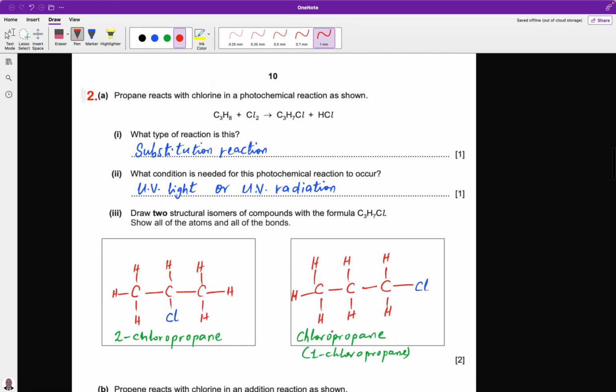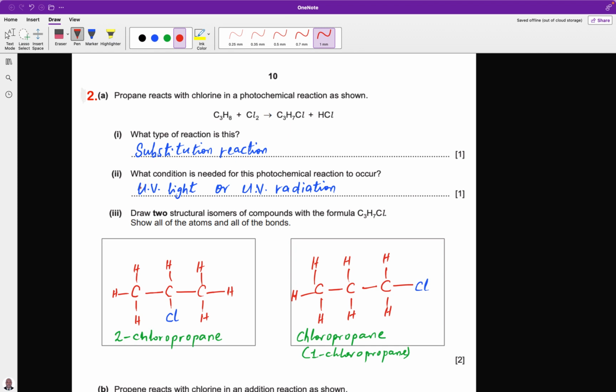Okay, question number 2, 2A. Propane reacts with chlorine in a photochemical reaction as shown. This is propane plus chlorine to give chloropropane plus hydrogen chloride. What type of reaction is this? When halogens react with alkanes, it is going to be a substitution reaction, provided there is sunlight or UV light. So in this case, the type of reaction here is a substitution reaction.